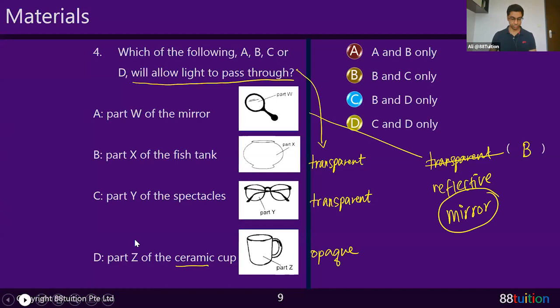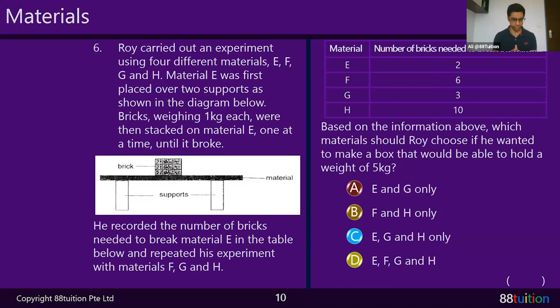Again, similar to this question, six. Did I skip one question? Yes, I did. Okay, carry on. Number six. These are bricks which we are putting on a material. Okay, we need to take note of the material here. Where's the material? Right here. So we're actually testing for the materials here.